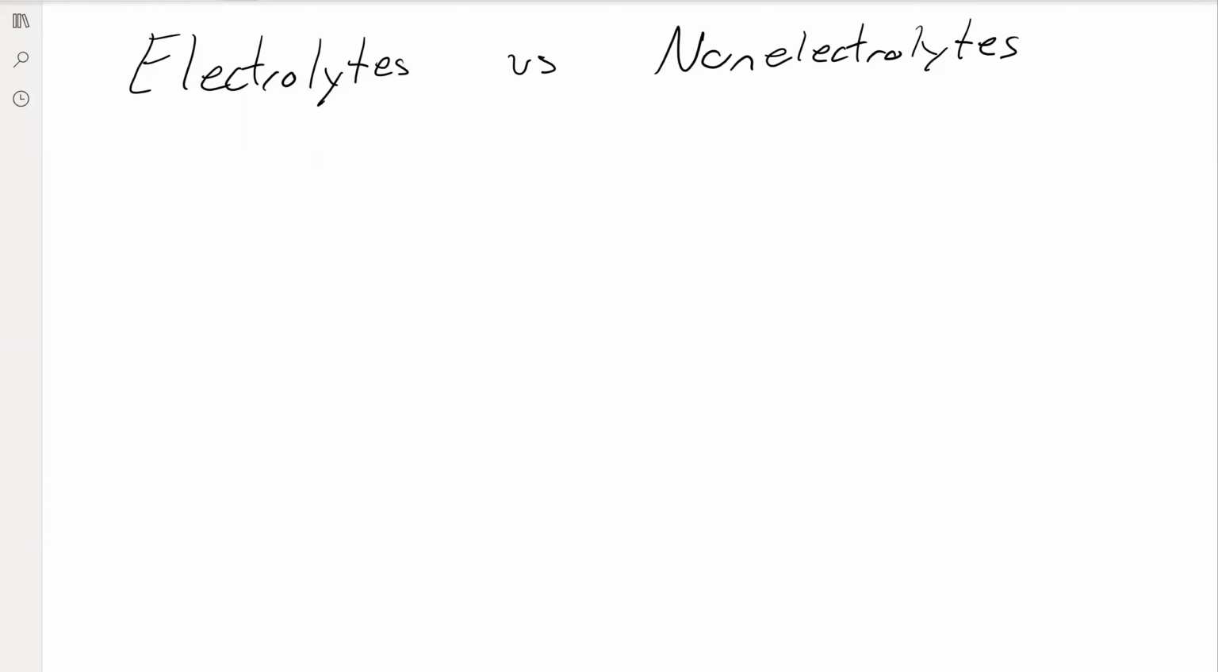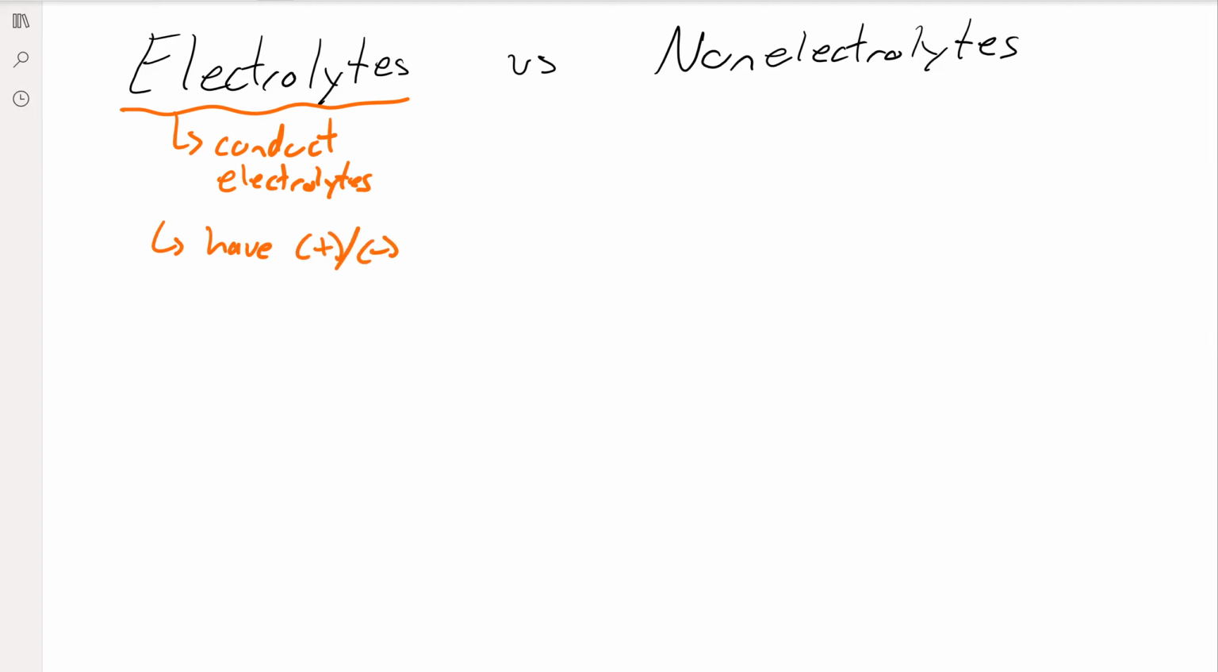All right, so far in our solutions, we've mostly talked about electrolytes and not so much about non-electrolytes. So just a little review. Electrolytes conduct electricity. That's why they're called electrolytes. They conduct electricity because they have positive and negative charges in them. Electricity is the movement of charge. So in order to have electricity, you need to have charge that's able to move.